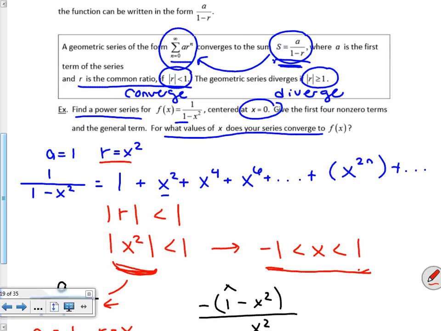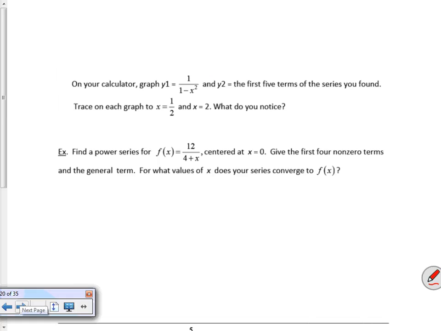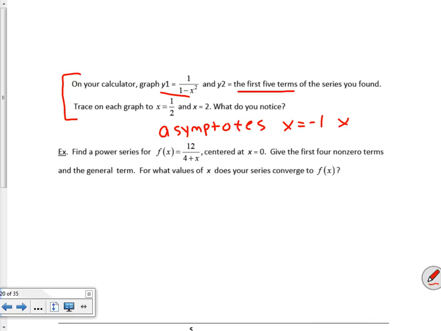So let's do another example together. This one's a little bit more tricky. Oh, excuse me. This right here, if you check on your calculator, graph the function in y1 and the first 5 terms of the series, you'll notice that there are asymptotes at x equals -1 and x equals 1, and it will only converge in between. Okay. So check that out on your calculator if you've got a second.